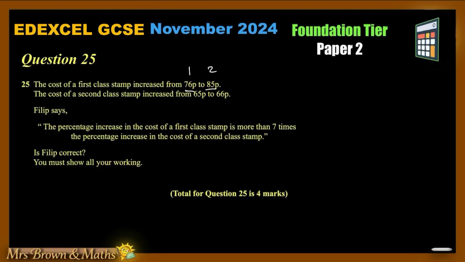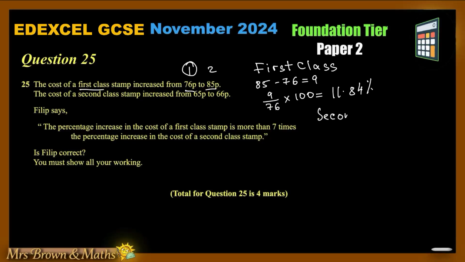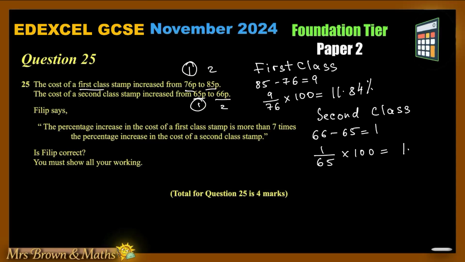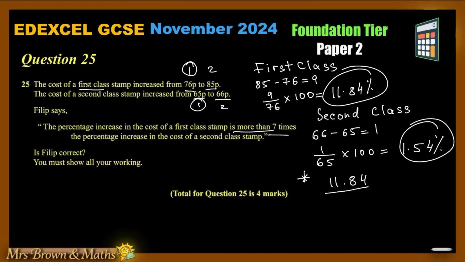Question 25. Percentage increase formula. First class, 11.84%. Second class, 1.54%. And then 11.84 divided by 1.54, obviously use your calculator. It is 7.69 to 2 decimal places. So yes, it's more than 7 times.